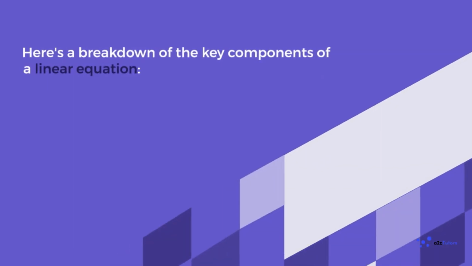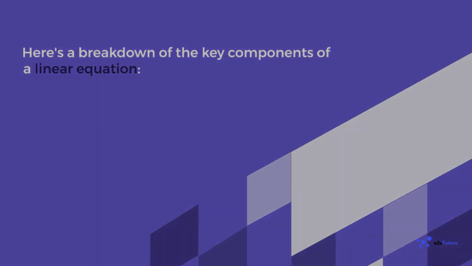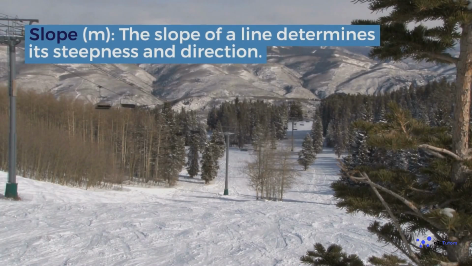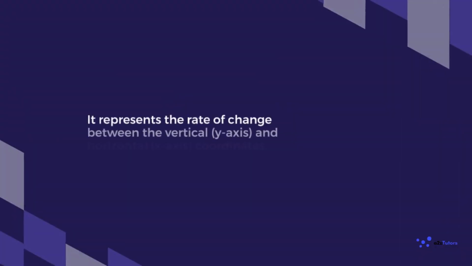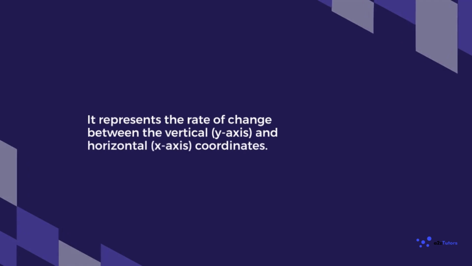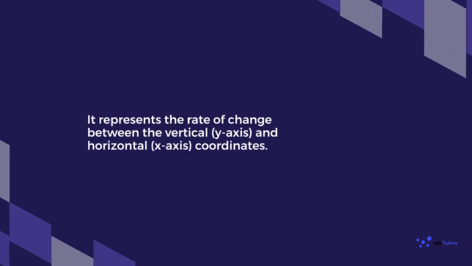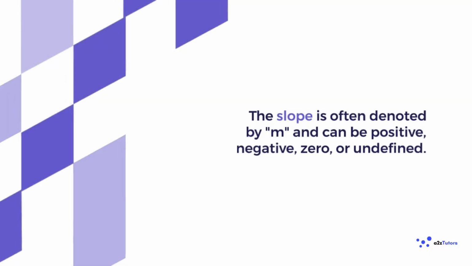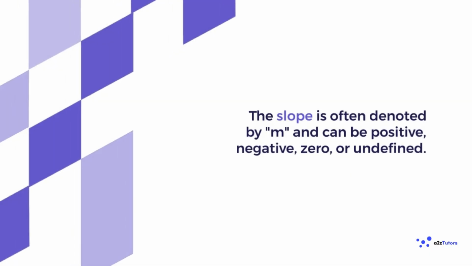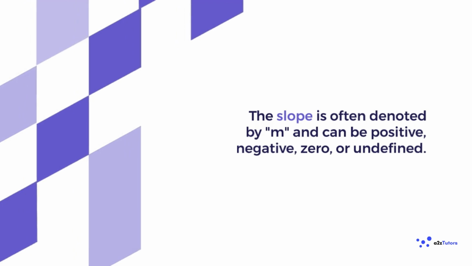Here's a breakdown of the key components of a linear equation. Slope. The slope of a line determines its steepness and direction. It represents the rate of change between the vertical, y-axis, and horizontal, x-axis, coordinates. The slope is often denoted by m and can be positive, negative, 0, or undefined.